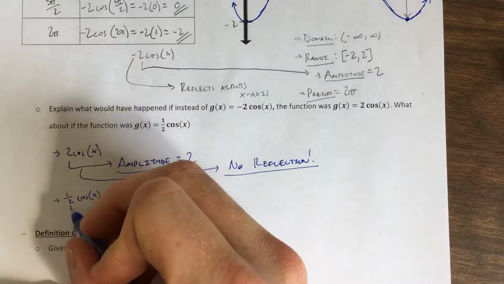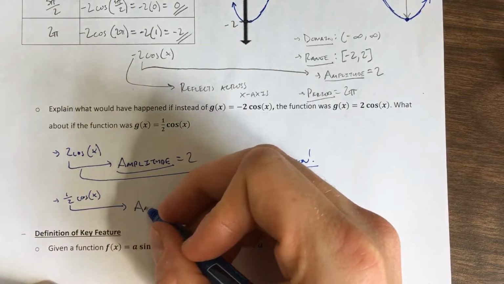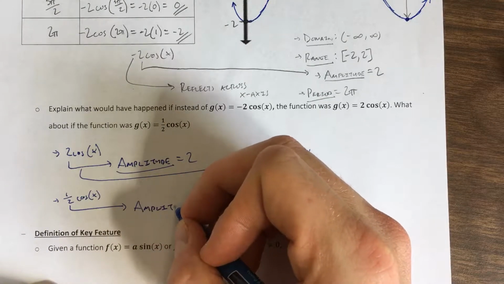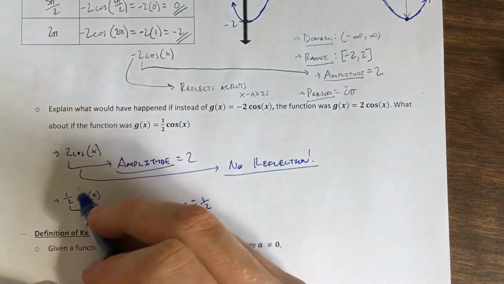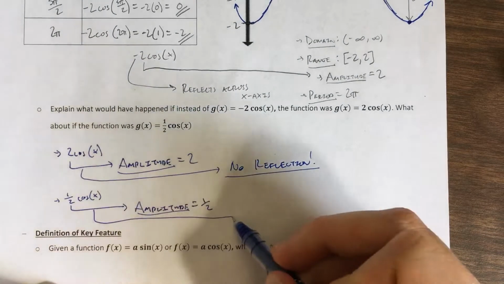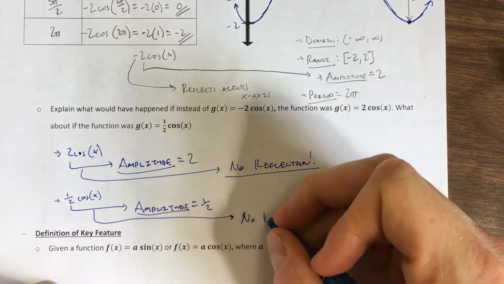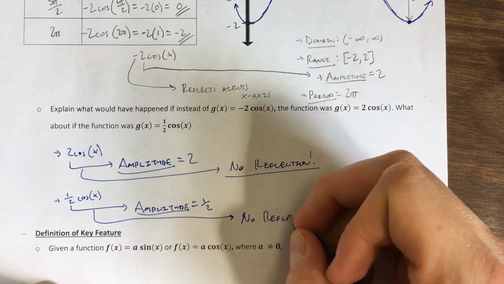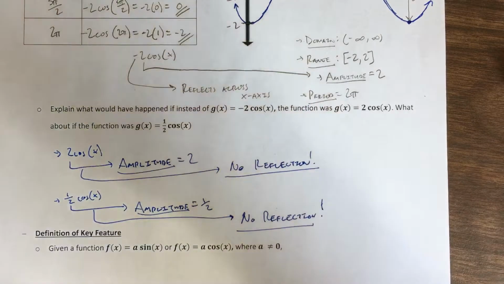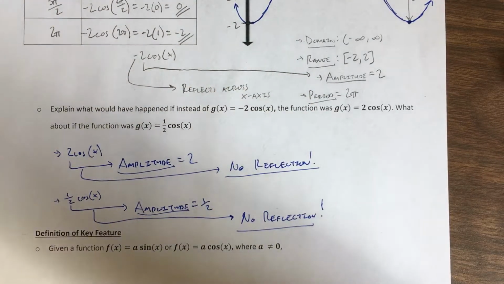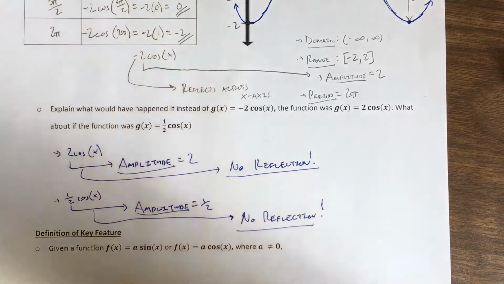Similarly here, because we're multiplying by 1/2, again, our amplitude changes from 1 to 1/2 because we're multiplying our parent function by a value. And there is no reflection since that value is positive. And we're going to see how to graph that here in a second.